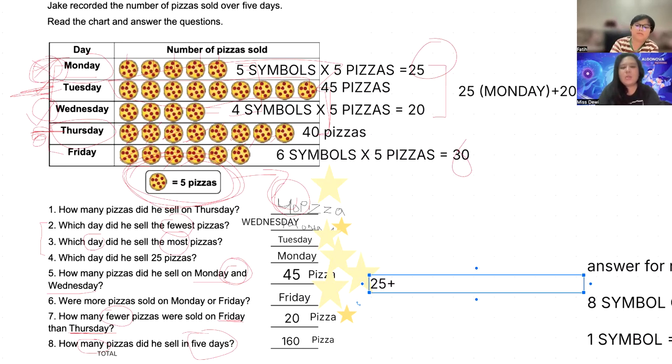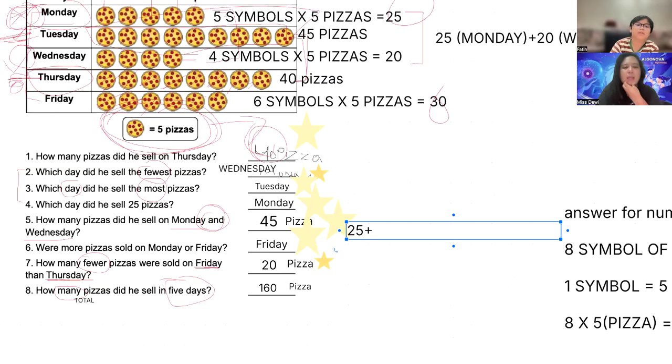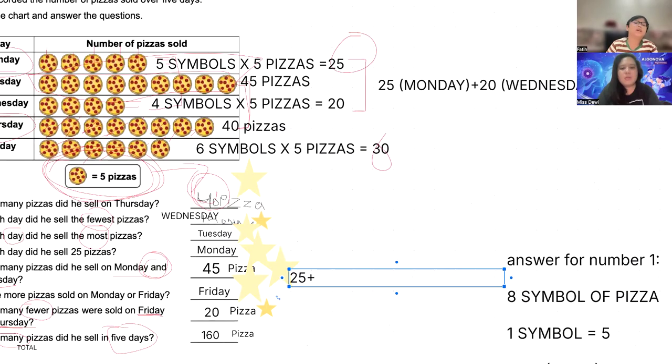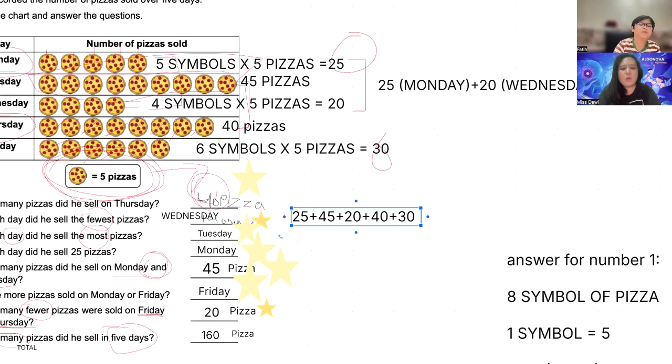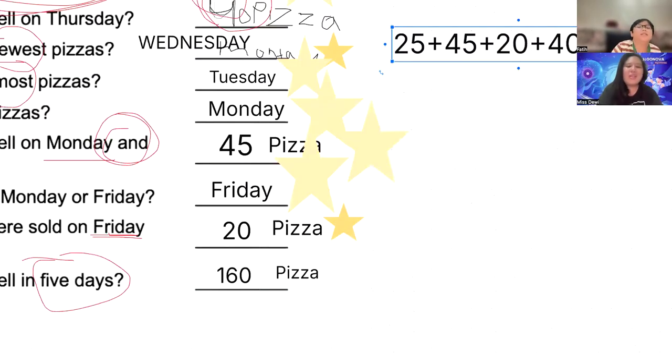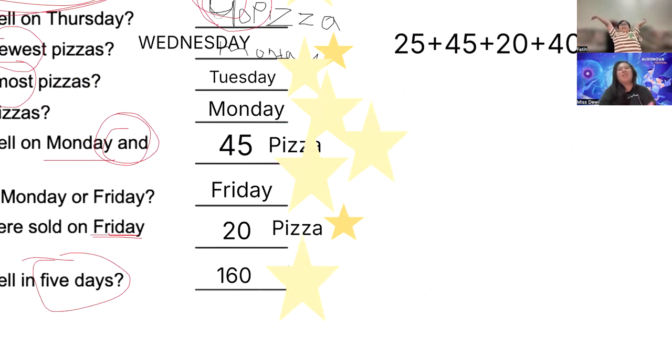Let's check together. So are they match with the day? Yeah, okay. Let's count. 25 plus 45 equal 90. Sorry, 70. Correct? 70 yeah. Plus 20 equal 90. And 90 plus 40 equal 130. 130 plus 30 equal 160. Congratulations, Fatih. That's really good job.